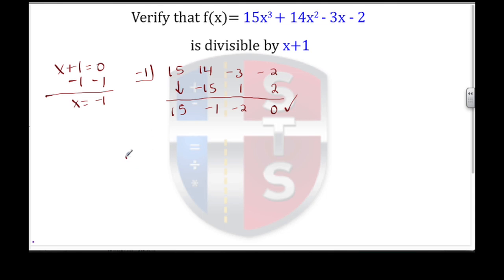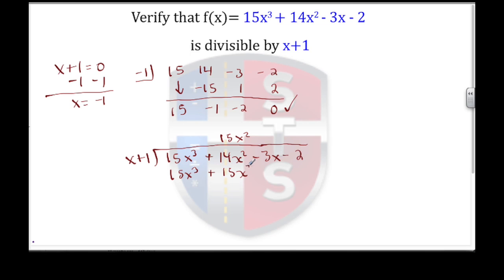So we begin by listing the x plus 1 as our divisor, and then we list the function f of x as our dividend. So 15x cubed plus 14x squared minus 3x minus 2. We begin by trying to eliminate this x cubed term, and we see that we'd have to multiply x by 15x squared, and that would give us a 15x cubed. So now 15x squared times x to give me 15x cubed, 15x times the +1 to give me a +15x.